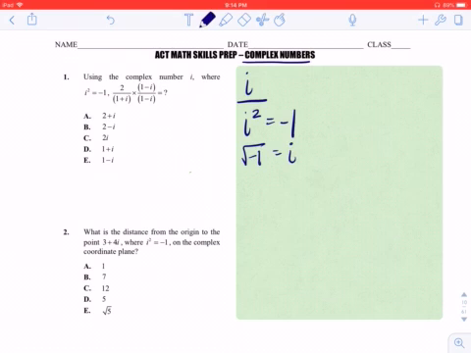And the ACT will almost always warn you. So it'll tell you something like this: i squared is -1, right? The real trick of the trade here is that you can use your calculator.